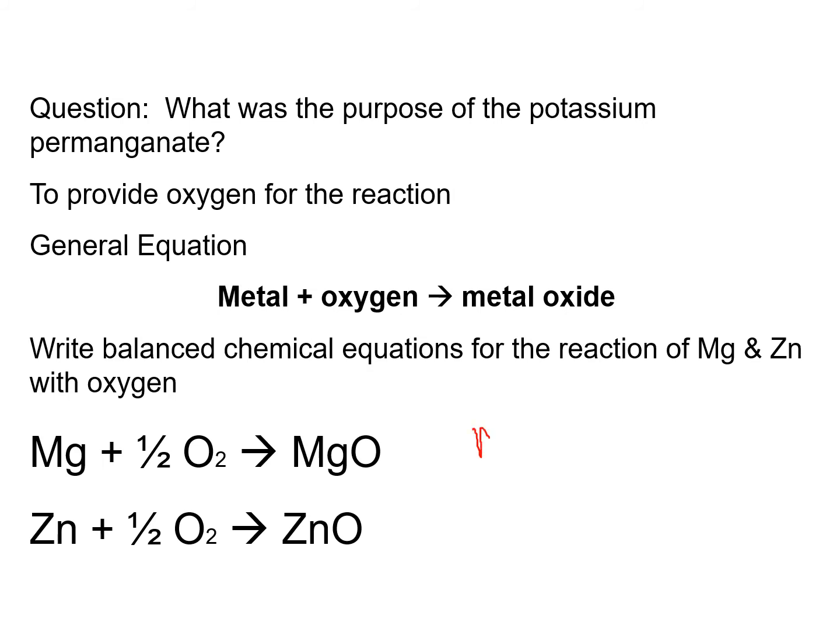Now, if you were to do, excuse my writing, it's not very good with a mouse. Now, if you were to say 2 oxygens on this side, so you put 2 in front of there to turn that into 2 oxygens, and then put a 2 in front of that to turn that into 2 magnesiums, that would also be balanced.